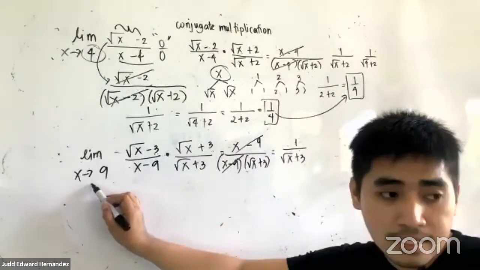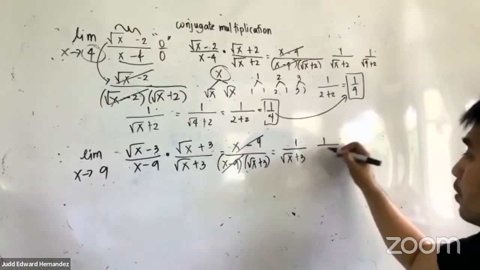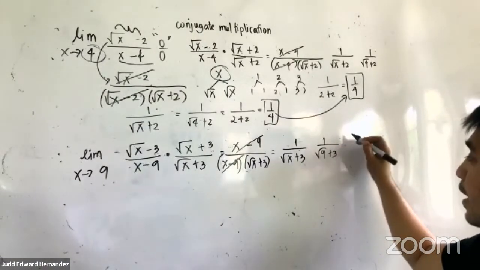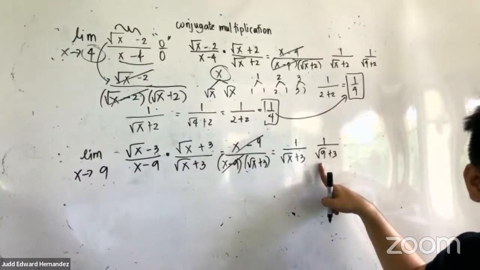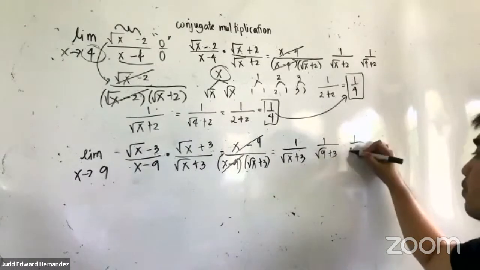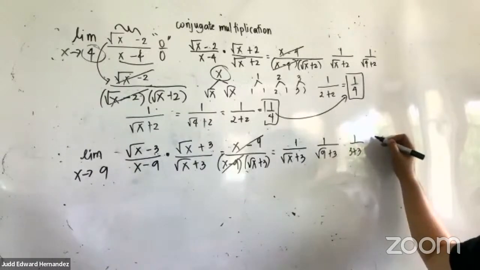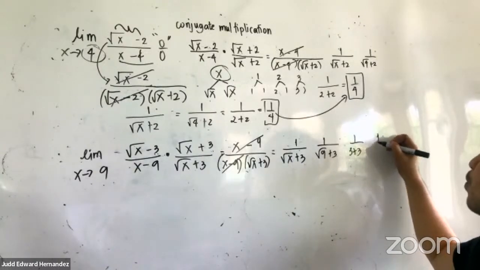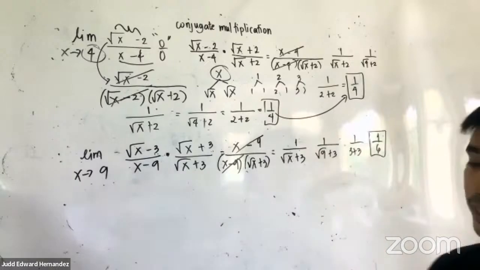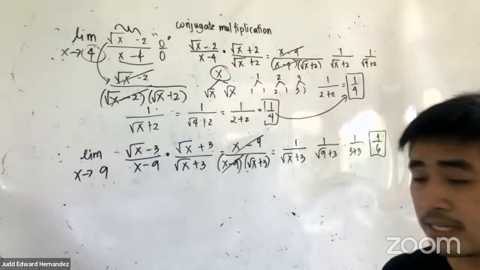But what is x? 9. Therefore, it becomes 1 over square root of 9 plus 3. And what is square root of 9? 3 po. That is 1 over 3 plus 3. What is 1 over 3 plus 3? 1 over 6 po. Okay, and in that case, the answer is 1 over 6.